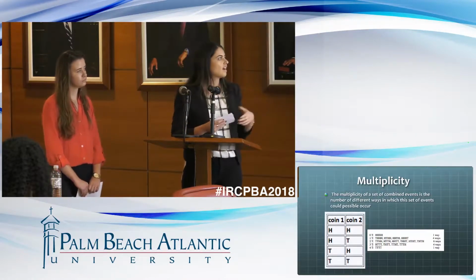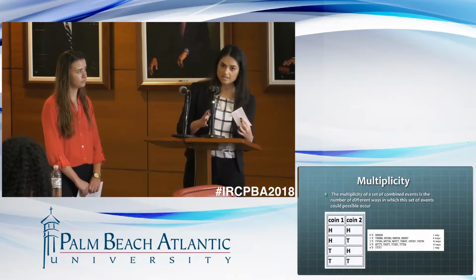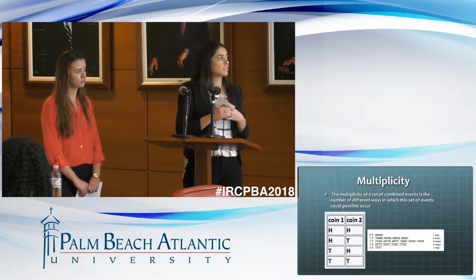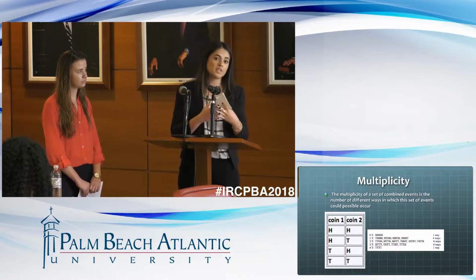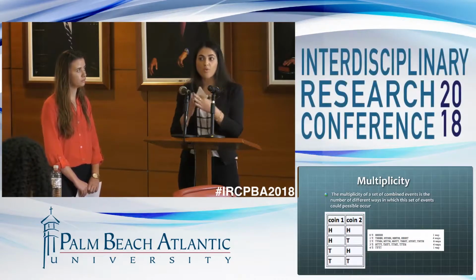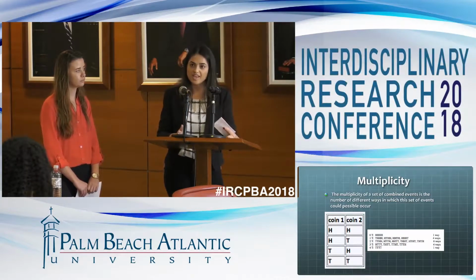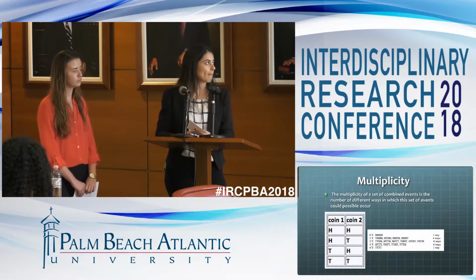In the next set of events, if at least one of the coins were to land on tails, that would mean that there's 4 different ways that it could happen. The first coin could land on tails, or the second, or the third, or the fourth coin could land on tails. Because there's 4 different ways to arrange that, it has a multiplicity of 4.